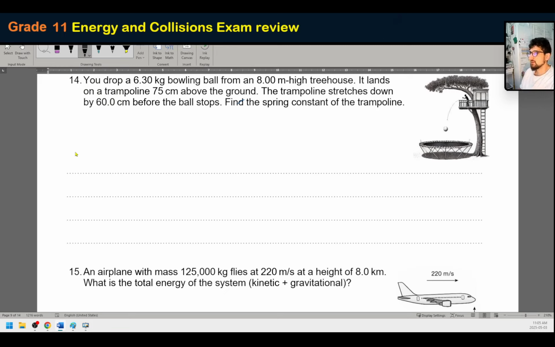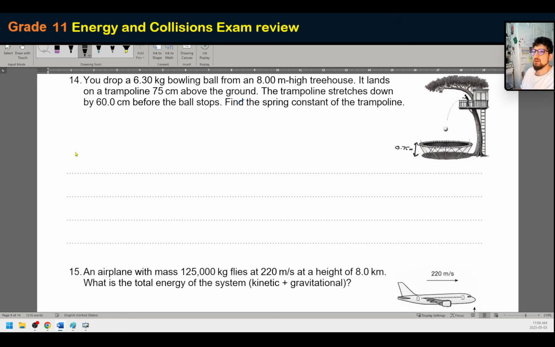Oh, I love tree houses. It lands on a trampoline 75 centimeters above the ground. So this trampoline here is 75 centimeters above the ground. Okay, so it's 0.75 meters. Remember, we don't deal with centimeters, we deal with meters. The trampoline stretches down 0.6 meters. So this is going to cause the trampoline to stretch down.